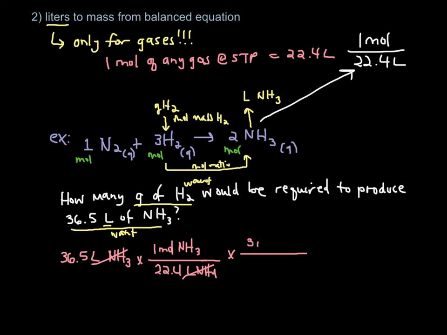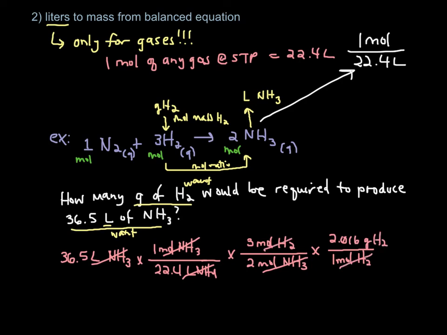We know that there are 3 moles of H2 required in this reaction for every 2 moles of NH3. We got this ratio right from the balanced chemical equation. Then moles of NH3 would cancel, and if we were to stop right now, we would be left with moles of H2, which isn't what we want. We want grams of H2. So we're going to take one extra step, and use the molar mass of H2, which happens to be 2.016 grams.